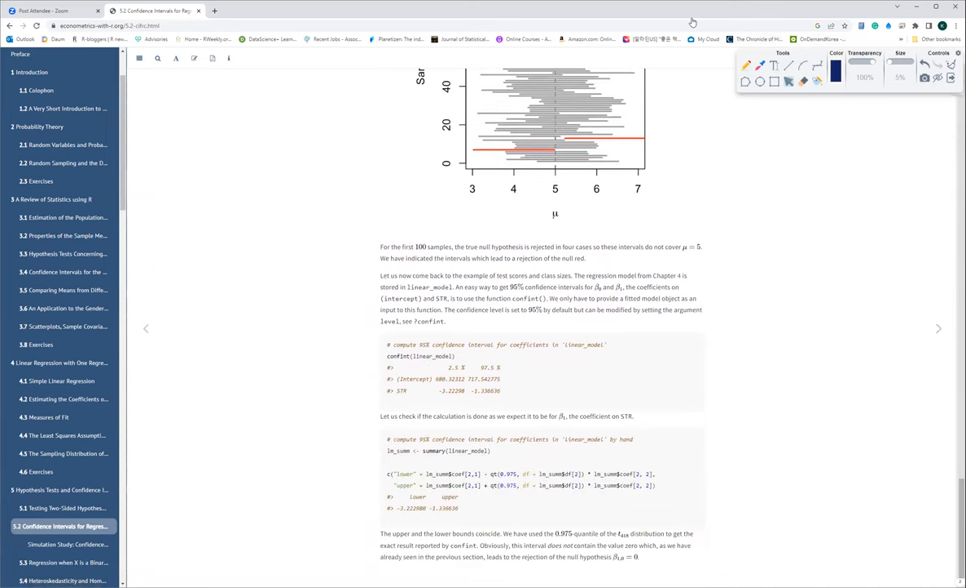Okay, so here at the bottom, we can now use the confidence interval approach on our linear model. There is a function called confint. Using this one and setting up the linear model object, we can easily get the upper level and lower level.